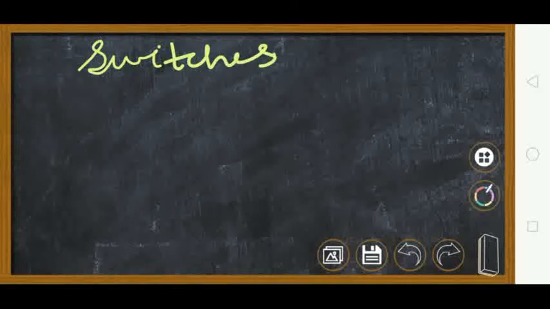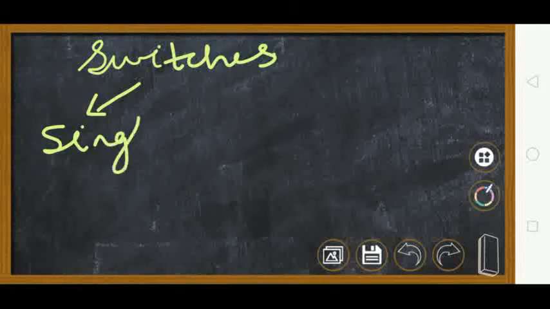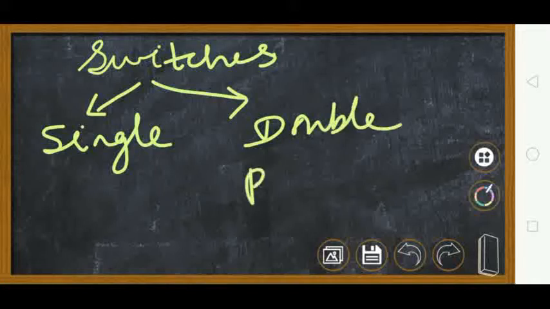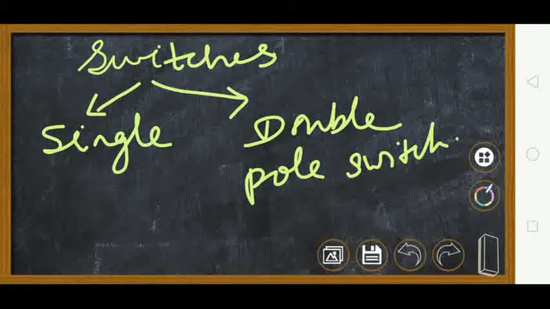Now we will learn about switches. Now switches are of two types. First one is a single switch, and you have a double pole switch. Now single pole switch is like any other switch, how you show.